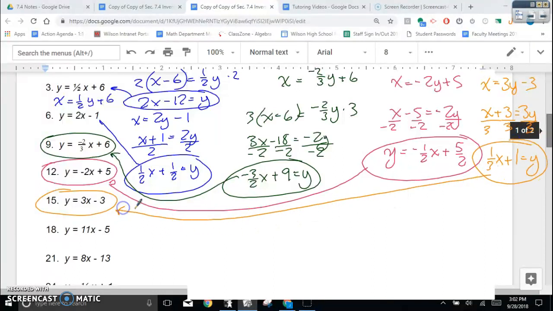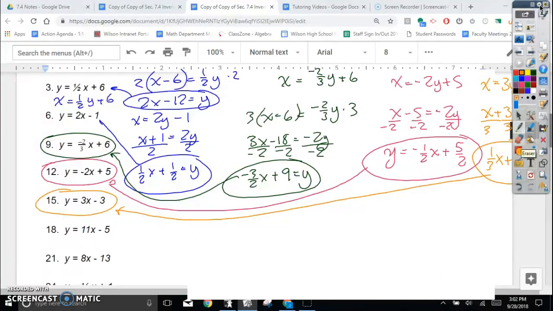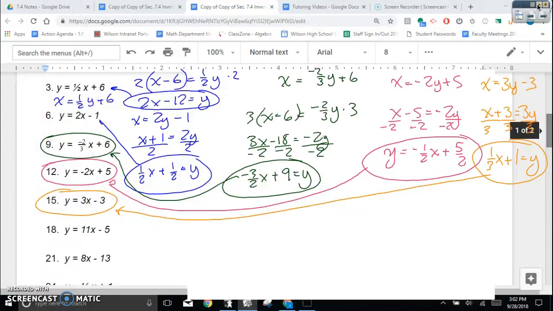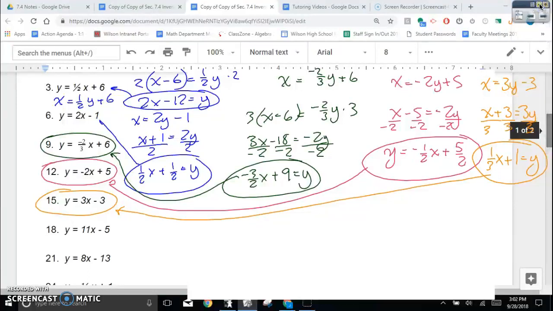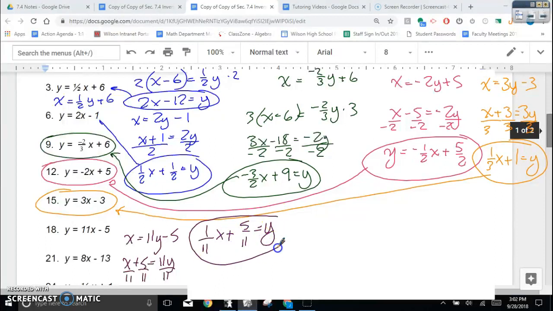So there you go. I'm going to switch colors here and I'll get it out of your way. Let's see, I guess we'll go maroon. So this will be, okay, apparently I clicked on the eraser. So I'll go maroon. And this will be x equals 11y minus 5. So x plus 5 equals 11y. Divide everything by 11. So that'll be 1/11 times x plus 5/11 equals your y. All right, and that's this one.